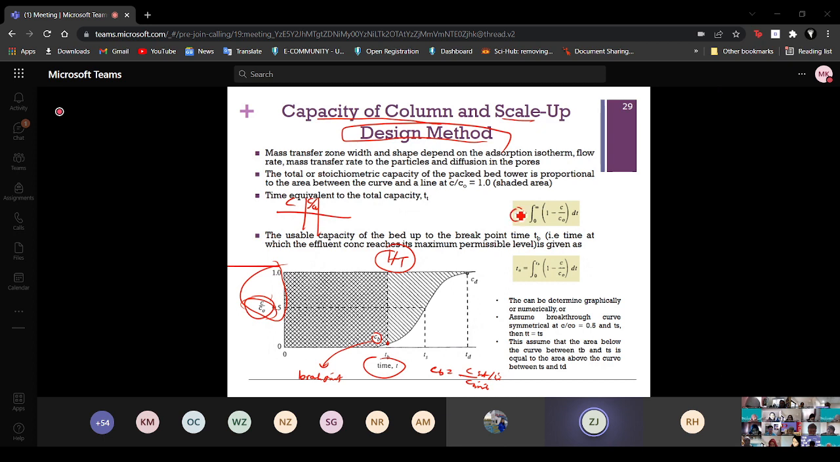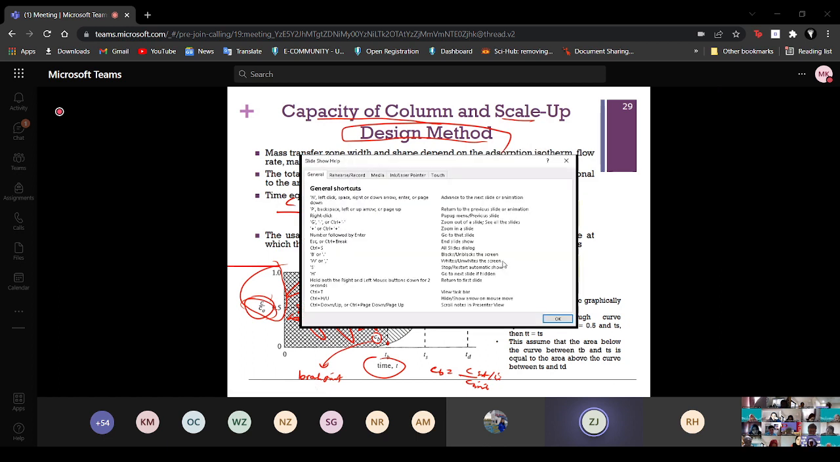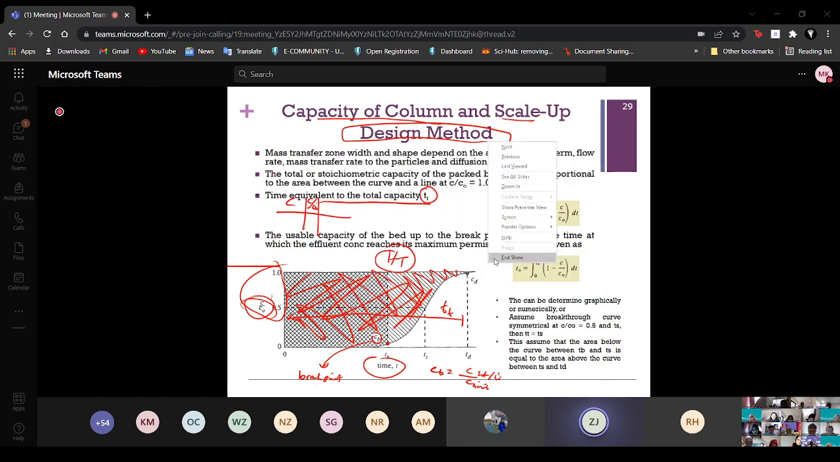TT is basically the time equivalent to the total capacity. The whole thing here is TT: the area above the curve, the mass transfer zone. So this is the area that we want to find. You can use your numerical method if you are expert in it, because under the curve you need to use methods like Simpson's. But in this particular case, later on I will teach you the simplest way. That is why you need to know where your CB is.